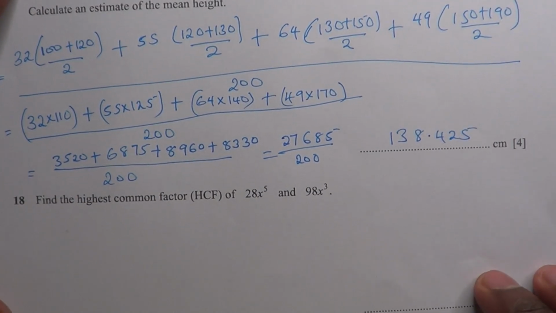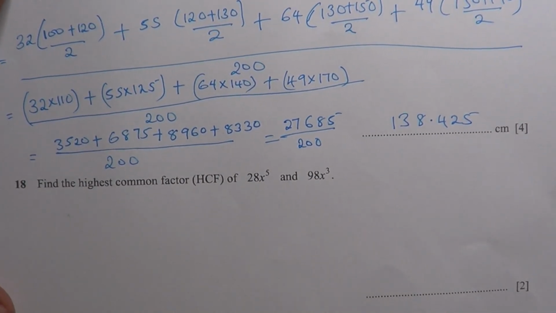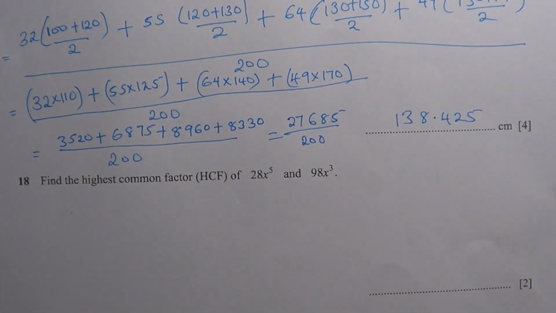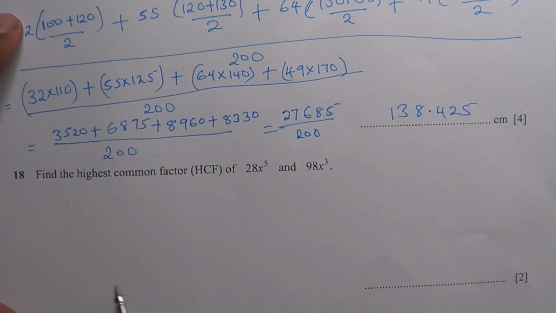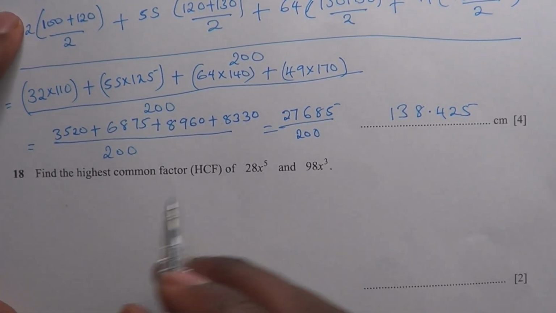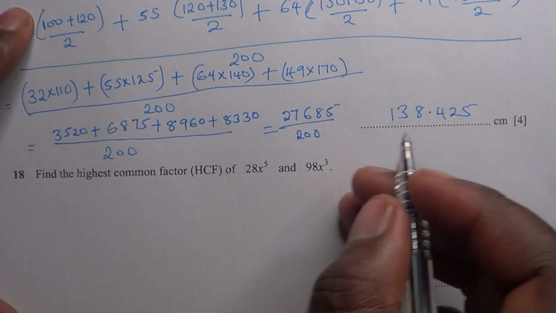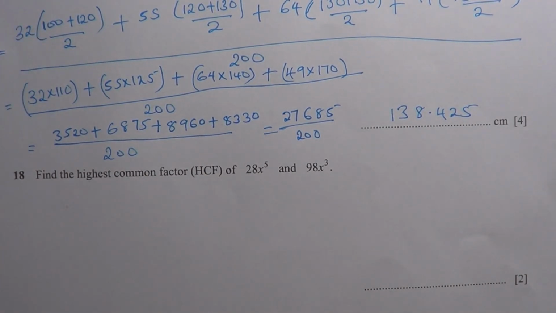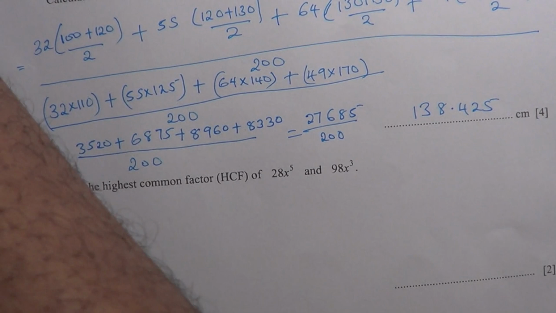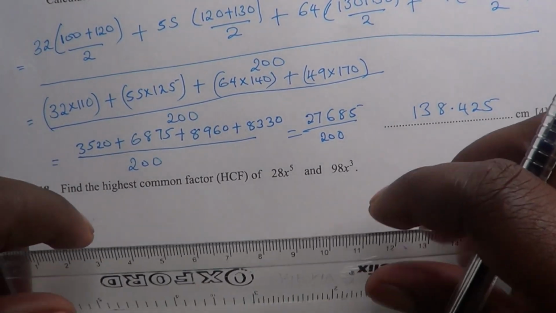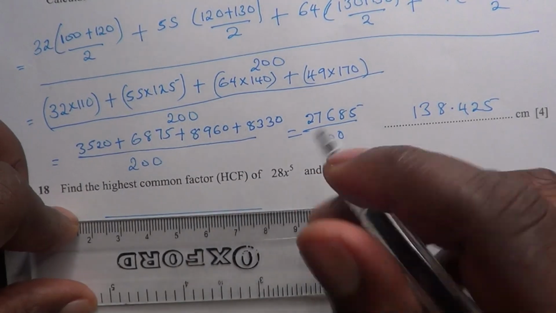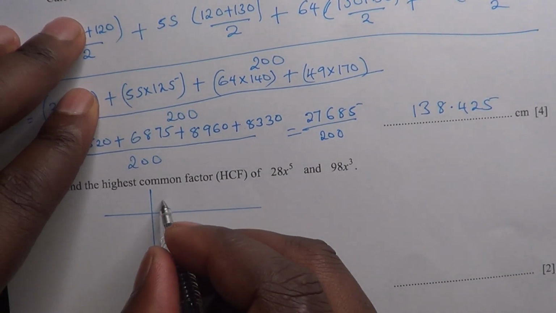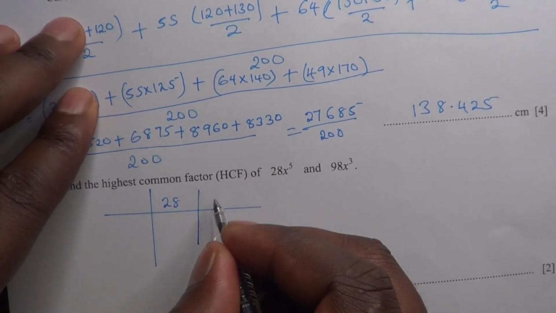The next question here, being told to find the highest common factor of 28x power 5 and 98x power 3. So the highest common factor here is going to be, let me take 28 and 98.